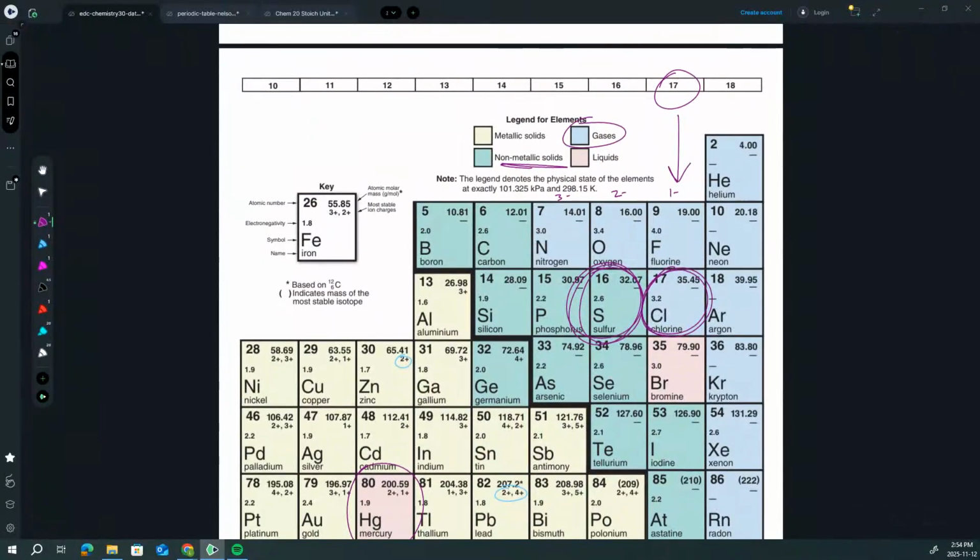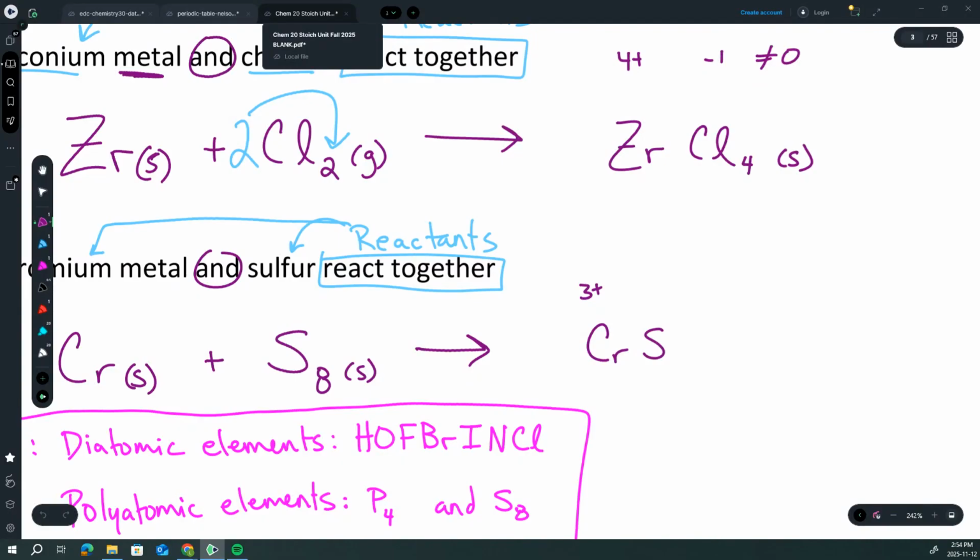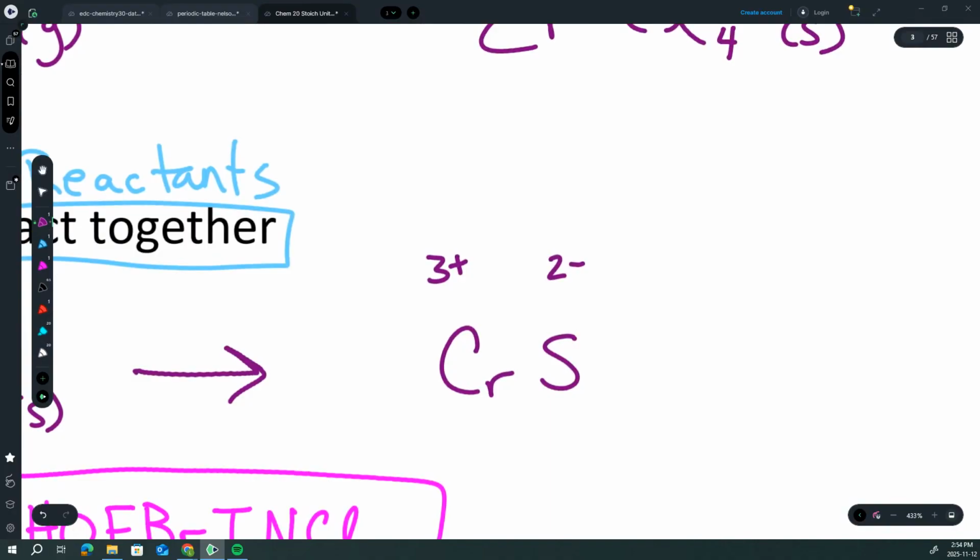So sulfur, since it's part of group 16 here, that means any ions in group 16, they're going to have a 2- charge. Okay, so that is a trend that you need to know. So 2-.